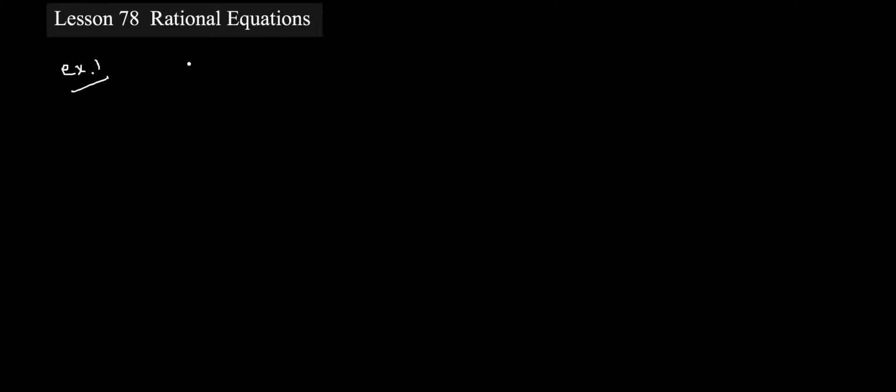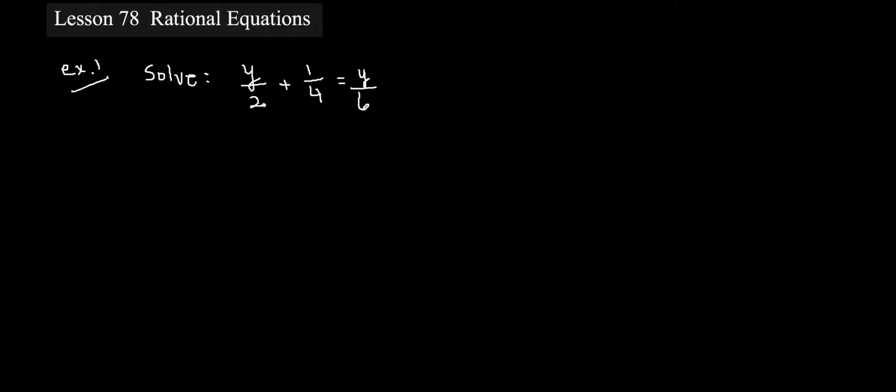Now, typically we don't like fractions, and you'll see why. y over 2 plus 1 over 4 equals y over 6. Now you can see this is called a rational equation because it's an equation with fractions. What we do in algebra when we have an equation with fractions is we get rid of them. We always get rid of them. We don't mess around with them.